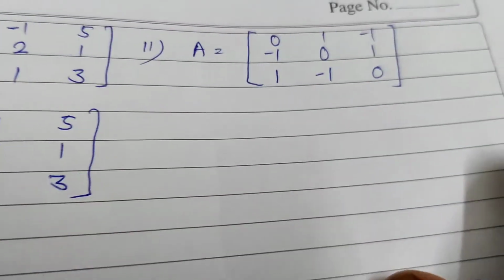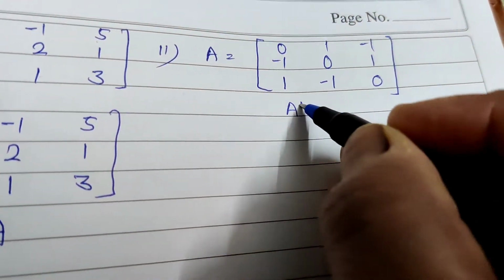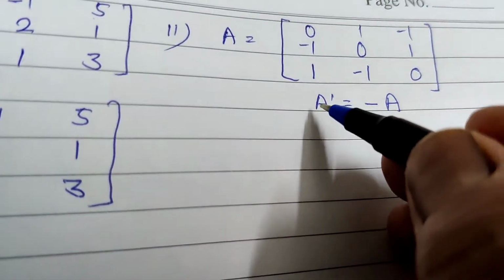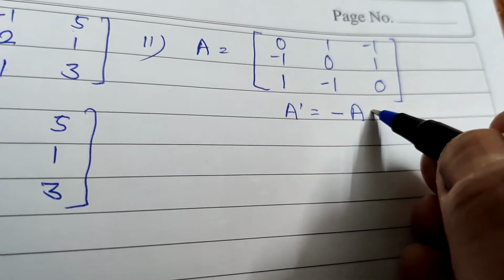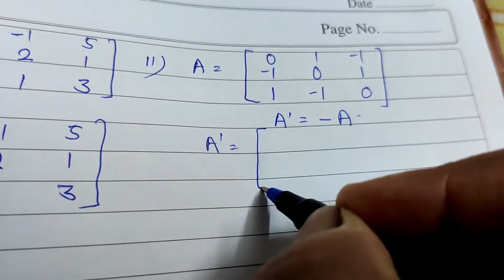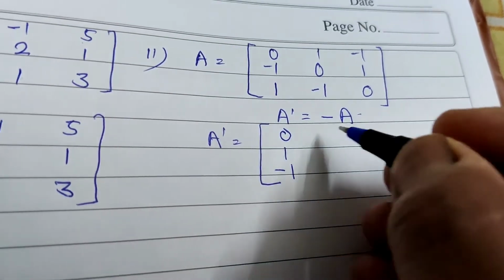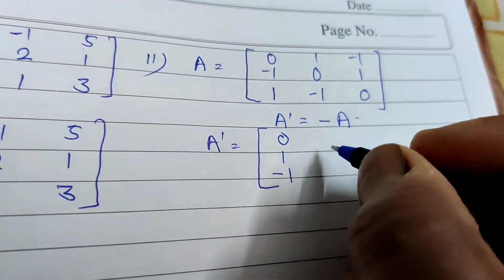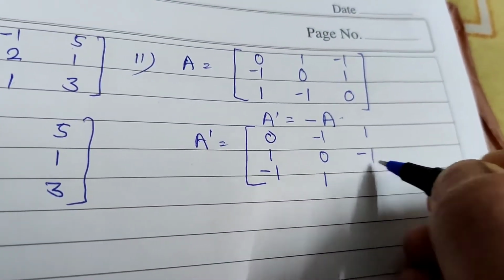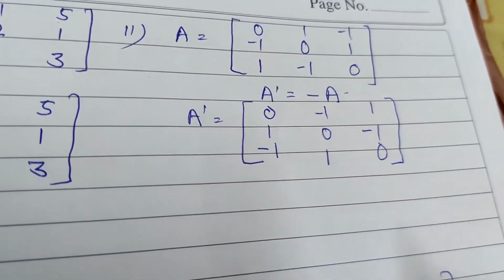In the second part, show that it is a skew-symmetric matrix. For a skew-symmetric matrix, the transpose of the matrix is equal to the negative of the matrix itself. First we have to find the transpose. The transpose is this: 0, first row becomes first column, and the second row, minus 1, 0, 1, becomes the second column, and the third one, 1, minus 1, 0. Third row becomes third column, second row second column, first row first.